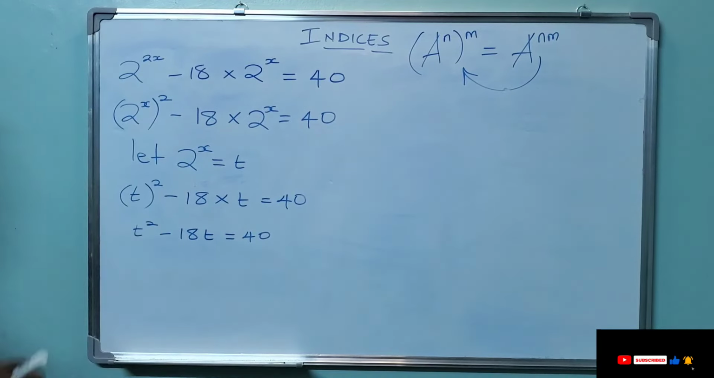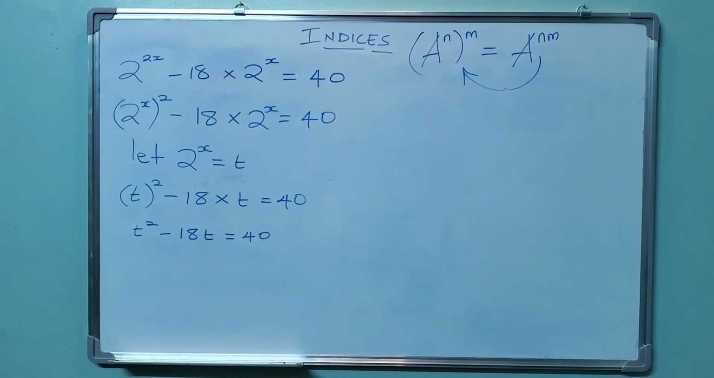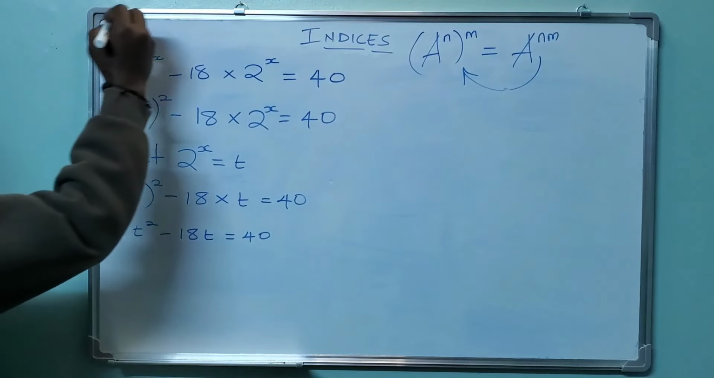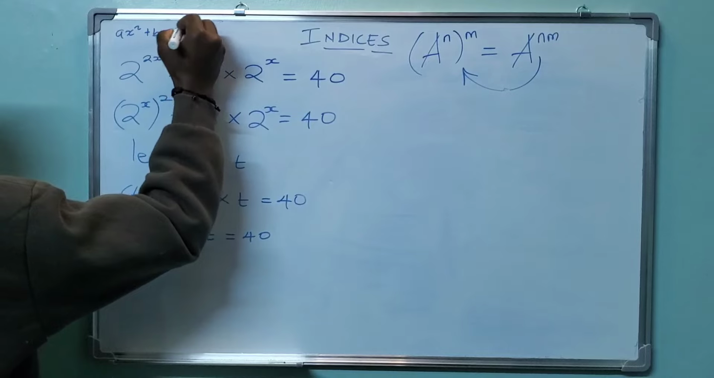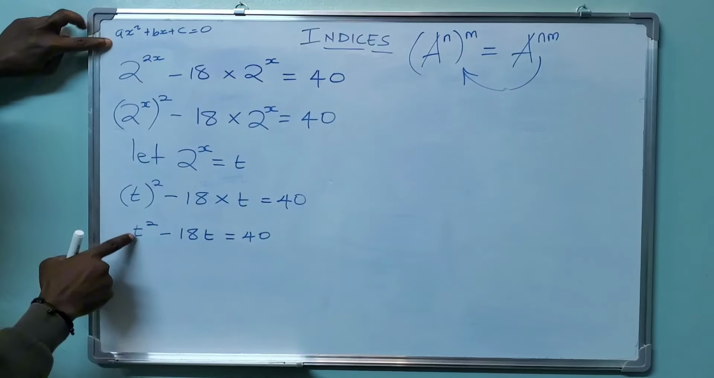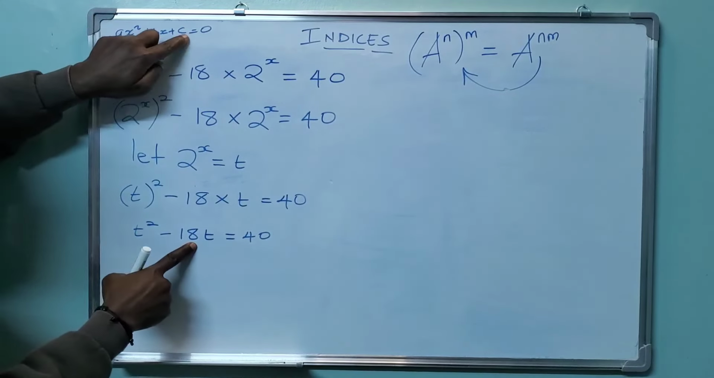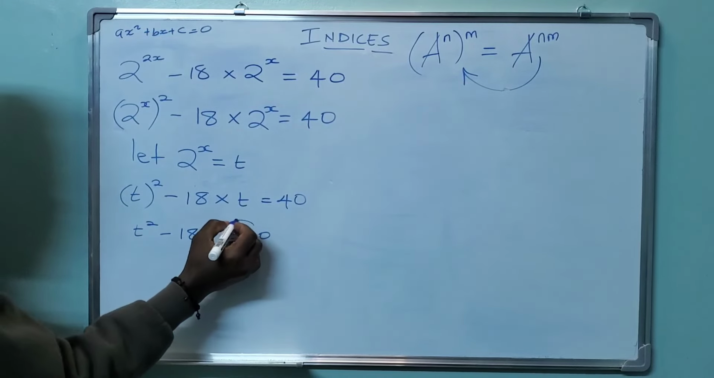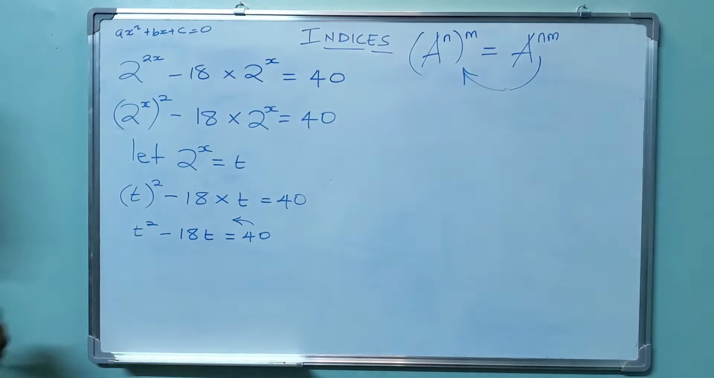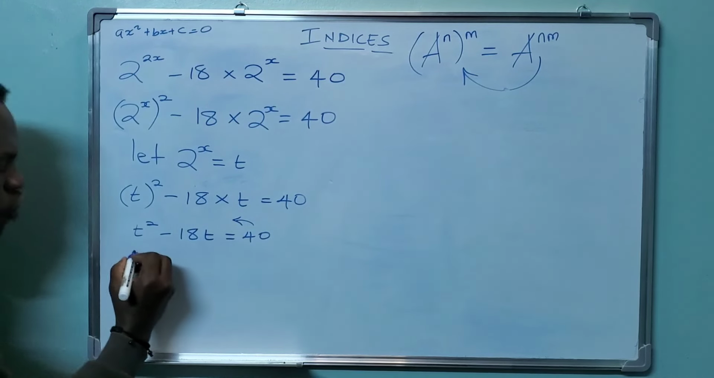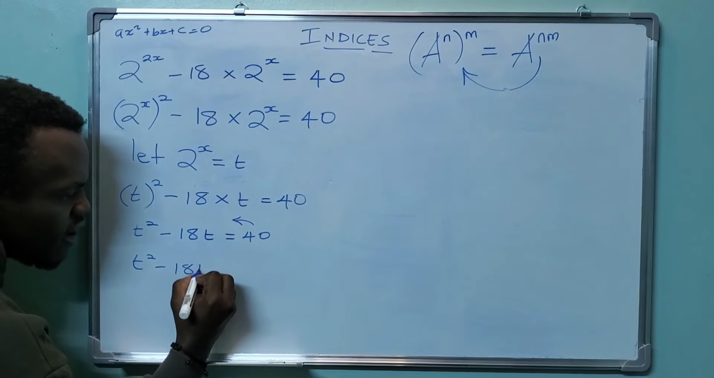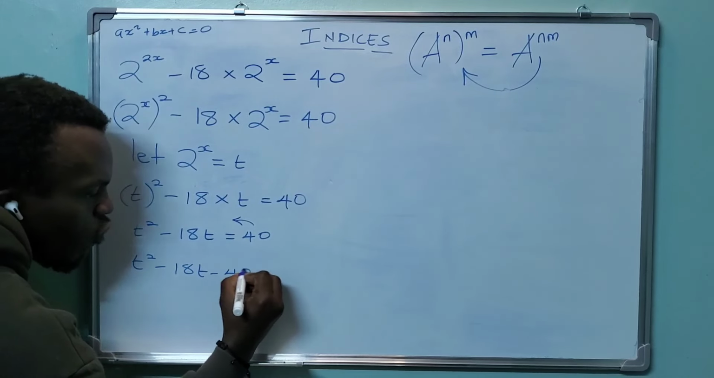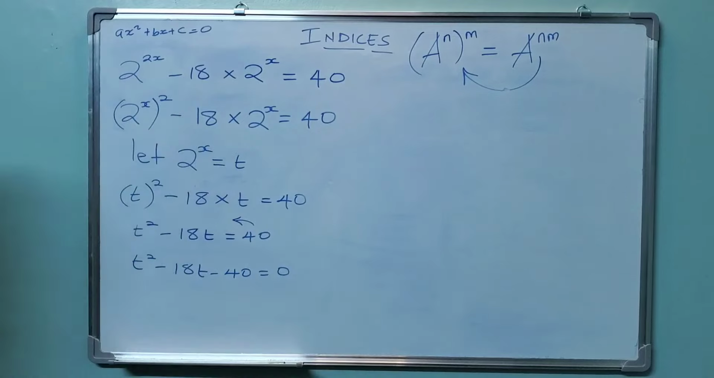When I see t squared, 18t and 40, I know this can be a quadratic equation, because remember, a quadratic equation should be in the form of ax squared plus bx plus c equals 0. So ax squared is this, bx is this, and c, which is the constant, is that. So I'll bring this to the other side so that I can form that quadratic equation in this specific form. So I'm going to have here t squared minus 18t minus 40 being equals to 0.